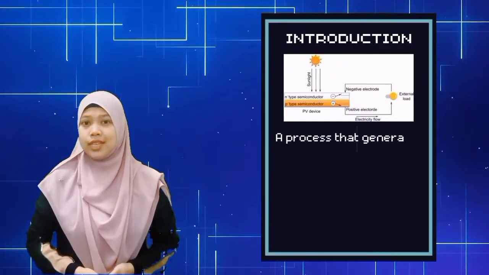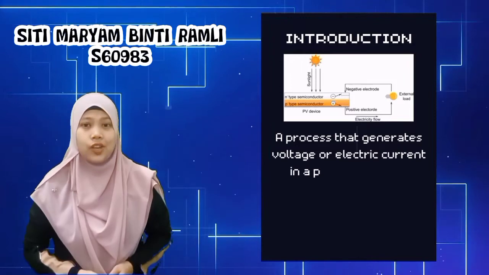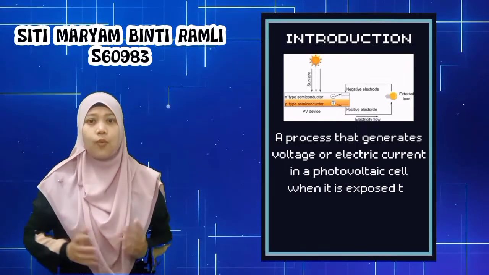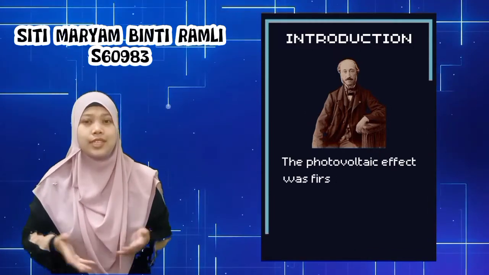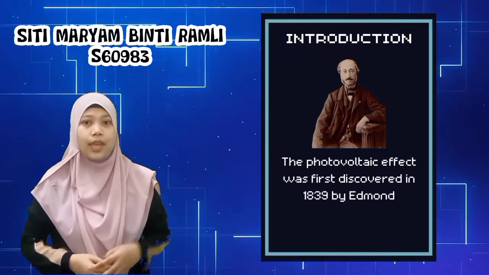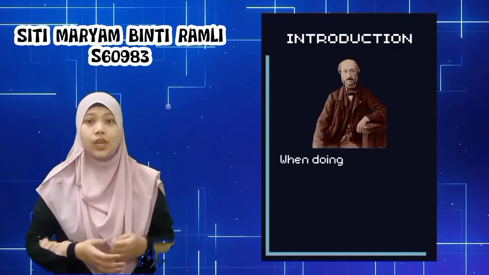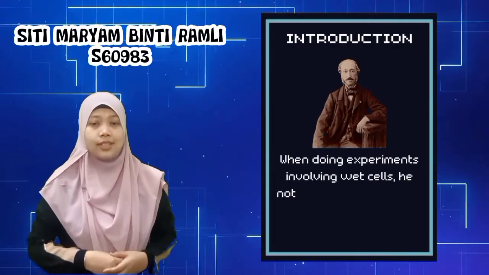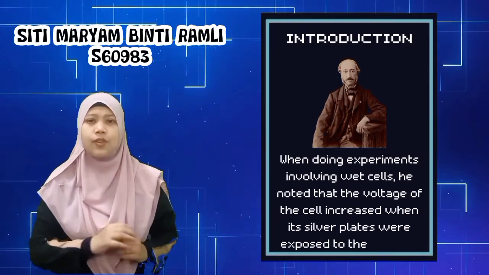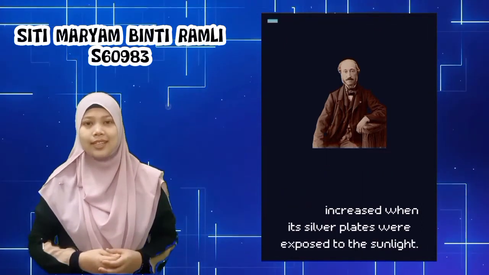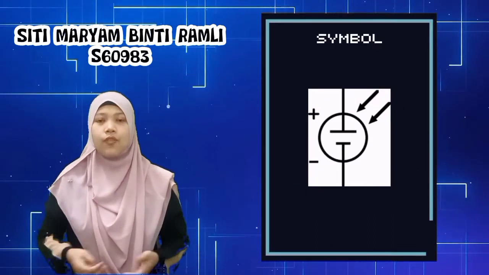Now let's talk about the photovoltaic effect. The photovoltaic effect is the process that generates voltage or electric current in the photovoltaic cell when it is exposed to sunlight. It was first discovered in 1839 by Edmund Becquerel. When doing experiments involving cells, he noted that the voltage of the cell increased when a single phase was exposed to sunlight. This is a symbol of the photovoltaic effect.